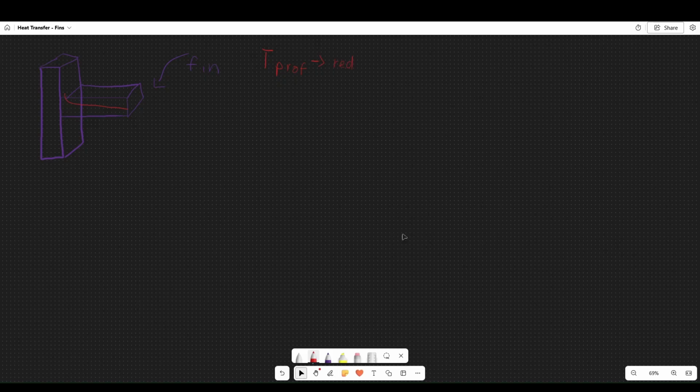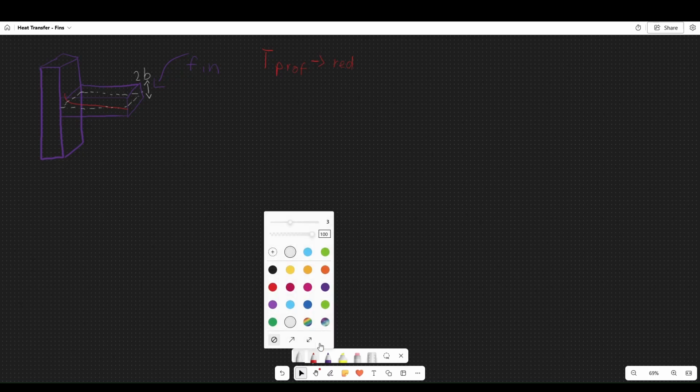And if we were to now add dimensions to this, we have a specific thickness over here. We'll call that 2b. And what that means is if I was to split this, making it completely symmetrical, this top half would have thickness b and this bottom half would have thickness b. Now, why are we doing that? What's the point behind that?